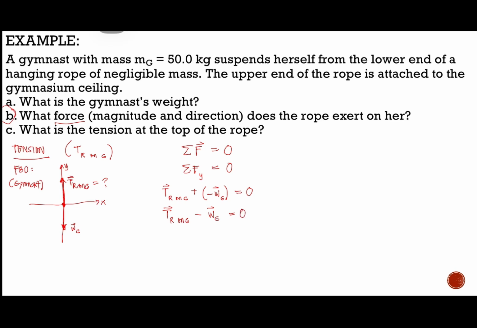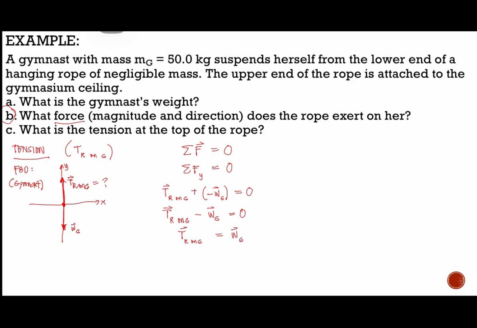Now, since we are solving for the tension force that the rope exerts on the gymnast, we will transpose the negative weight of the gymnast to the right side of the equation so that it will become the tension force that the rope exerts on the gymnast. From negative, since we transpose it, it will become positive. So, weight of the gymnast.